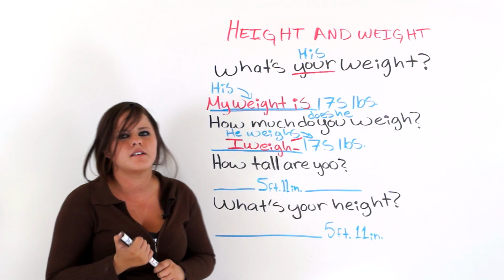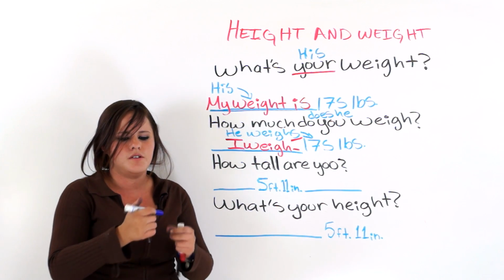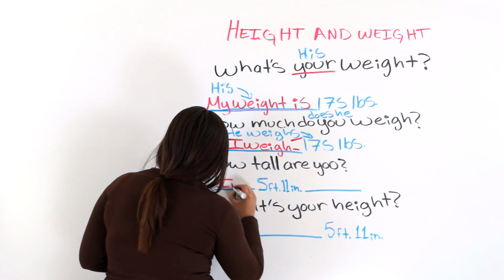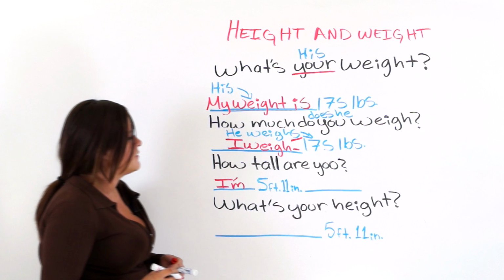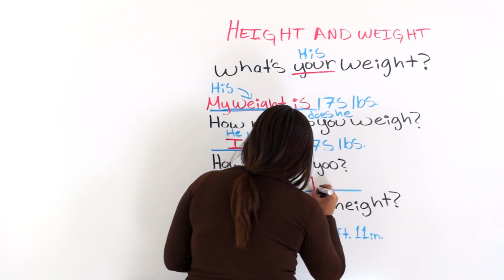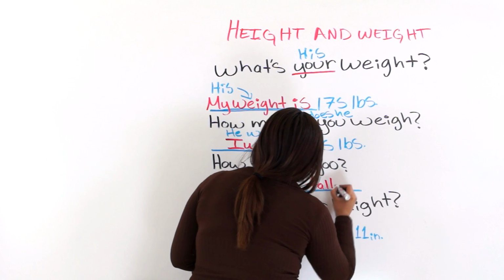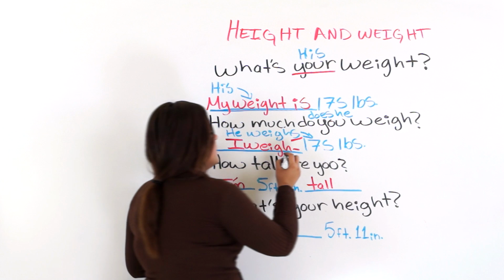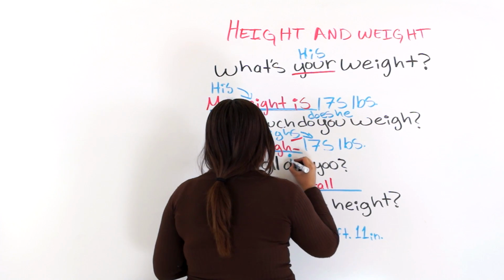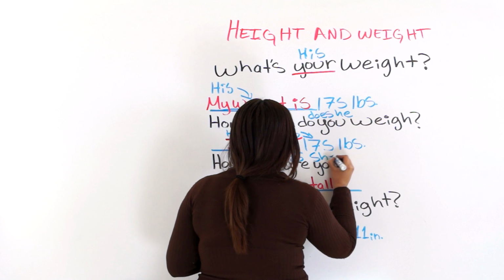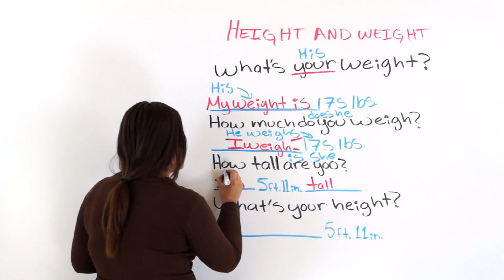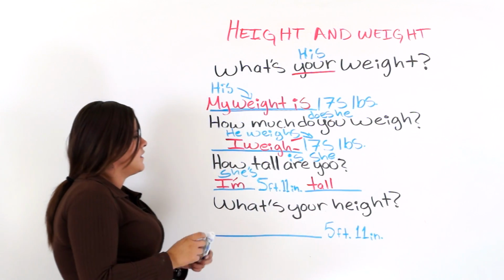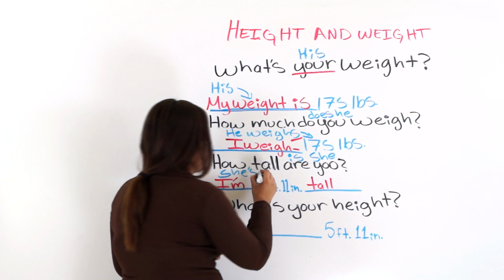Okay, how tall are you? How would you answer that? How tall are you? You would answer by, I'm 5 feet, 11 inches tall, okay? And if you inquire about somebody else, let's say we're talking about a girl this time. How tall is she? We would say she's 5 feet, 11 inches tall.